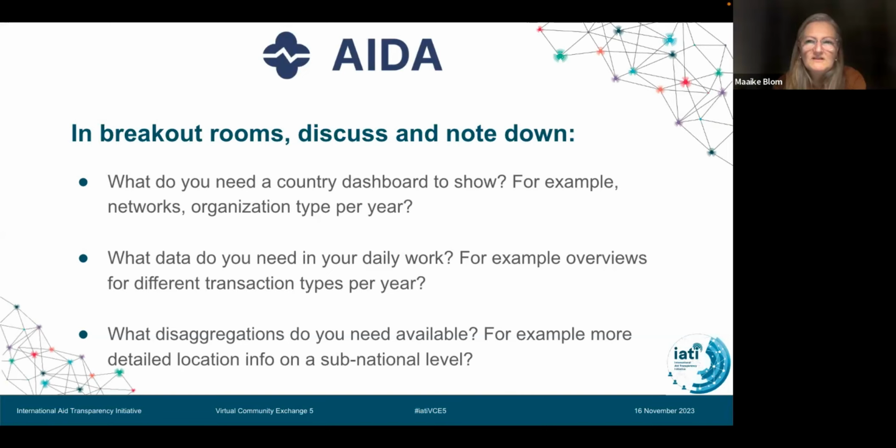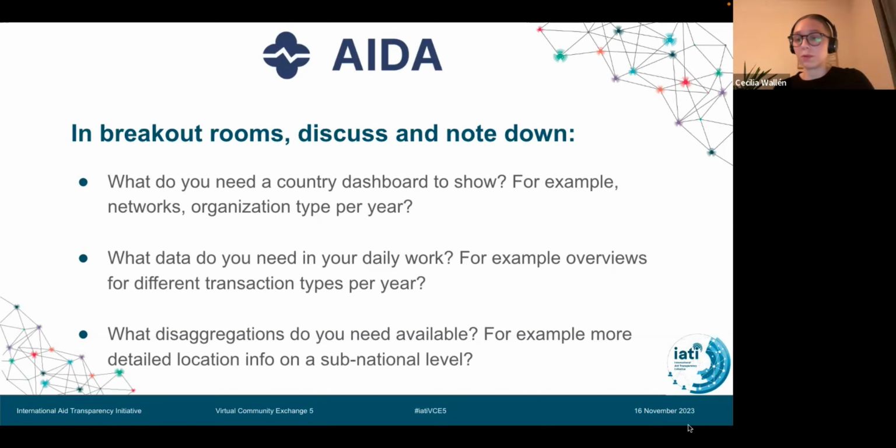Perhaps we can also mention in our session SDG, to track the projects according to SDG and give an overview. Yeah. Okay. Thank you. And maybe we can move on to another room.